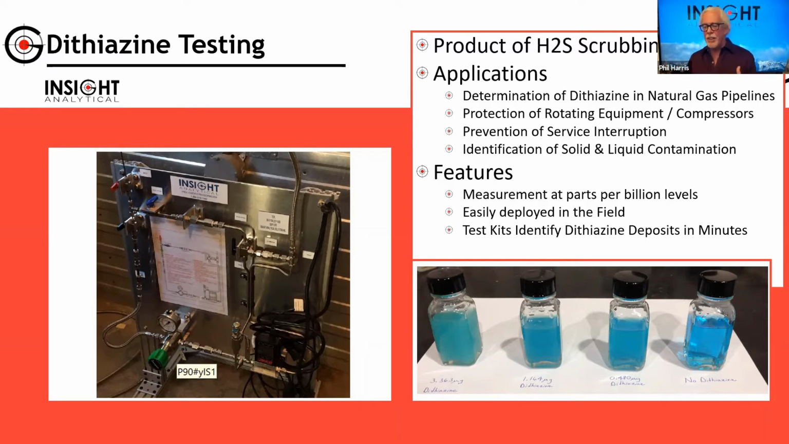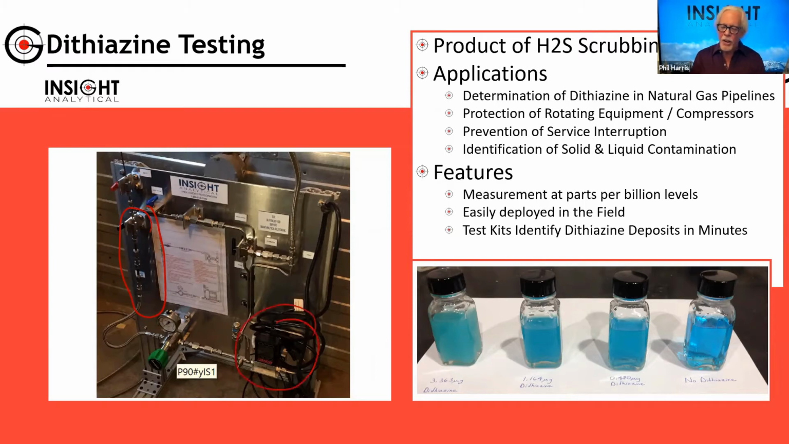The difficulty is it's often there at parts per billion levels, so we need very sensitive technologies to detect it, especially in the gas phase. Insight has developed a methodology in conjunction with Alberta Sulfur Research to use a trap type method. On this panel, which we can put out in the field, there's a column over here that's a trap. It absorbs dithiazine over a period of time as natural gas is allowed to flow through it.